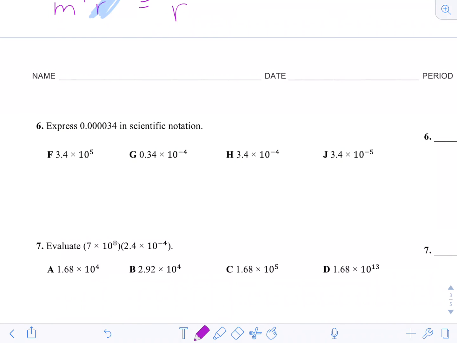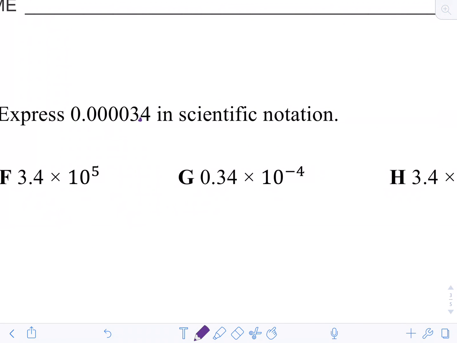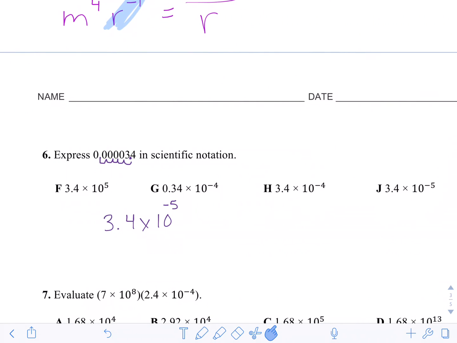Okay, number 6 says express this in scientific notation. I'm going to put my decimal right here between the 3 and the 4. So I have 3.4 times 10, and I'm going to count how many bunny hops I do. 1, 2, 3, 4, 5. And because it's a small number and because I moved to the right, it's going to be negative. And so your answer for this one is going to be J.